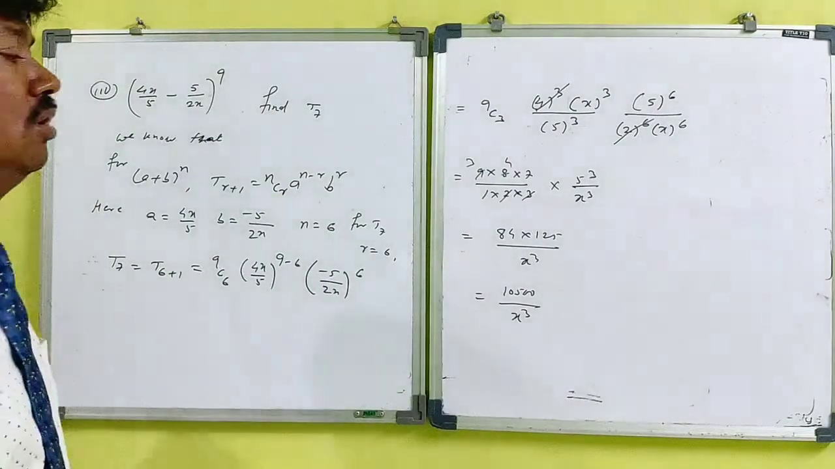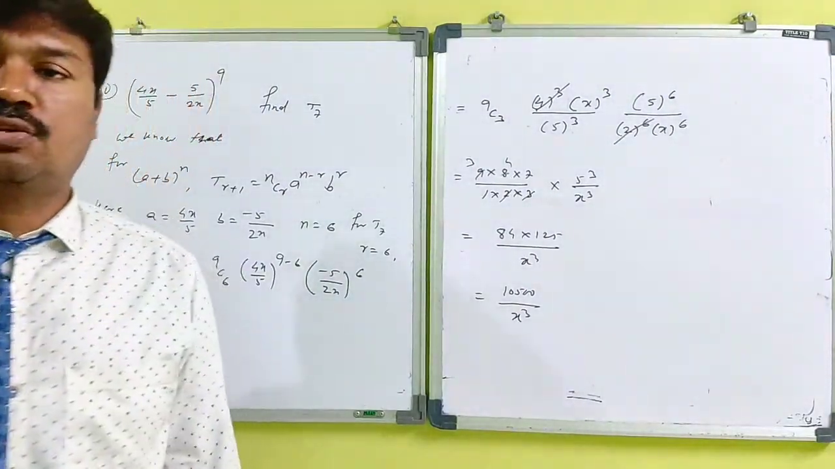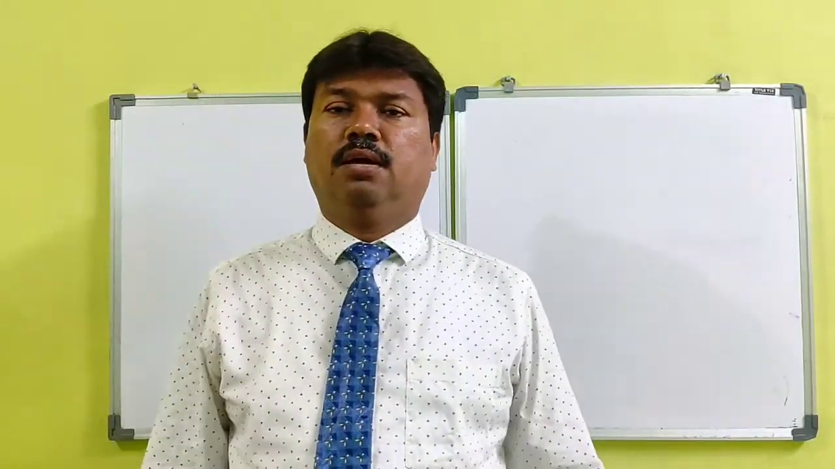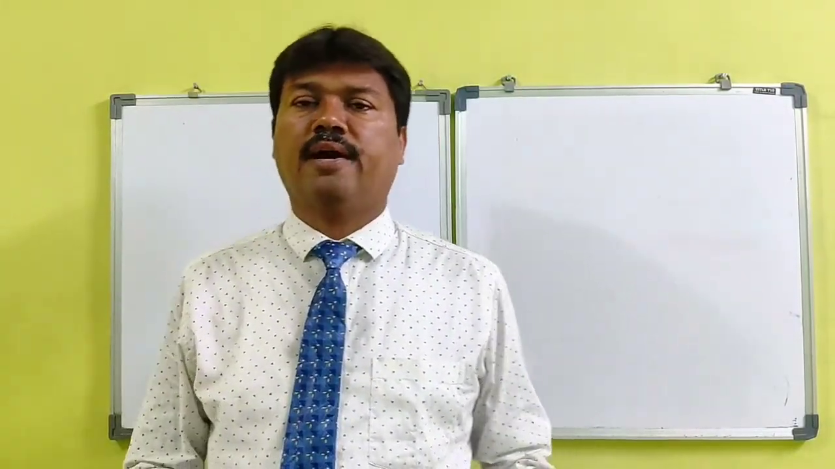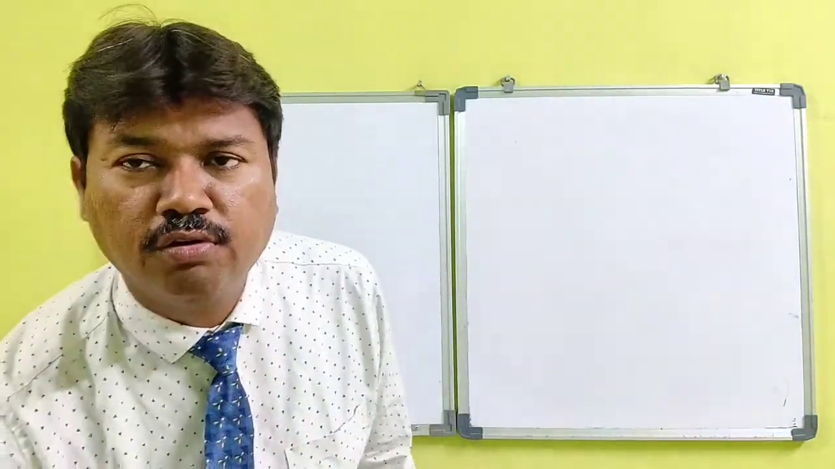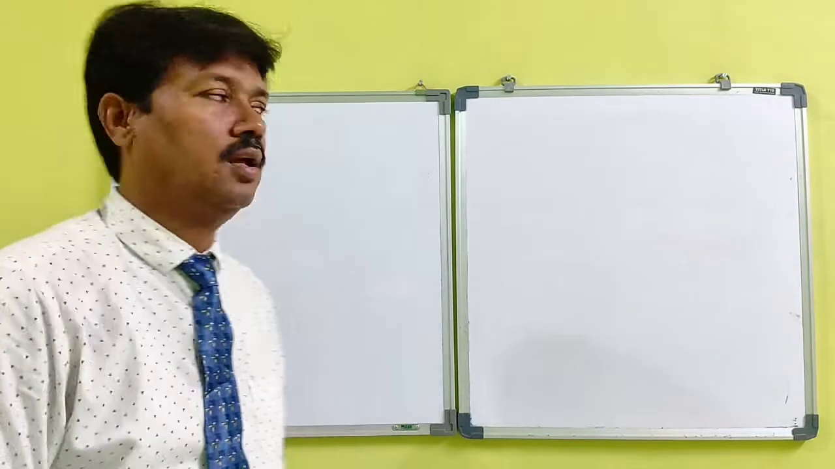So 84 into 125 upon x cube, like this. Hello, in the next part of the binomial theorem, they may ask you to find the middle term. So the middle term in the expansion. How to find the middle term in the expansion?